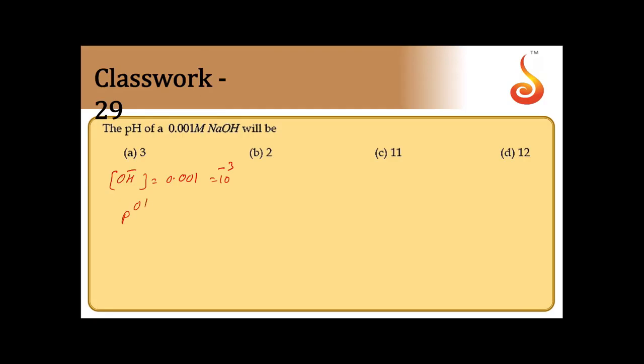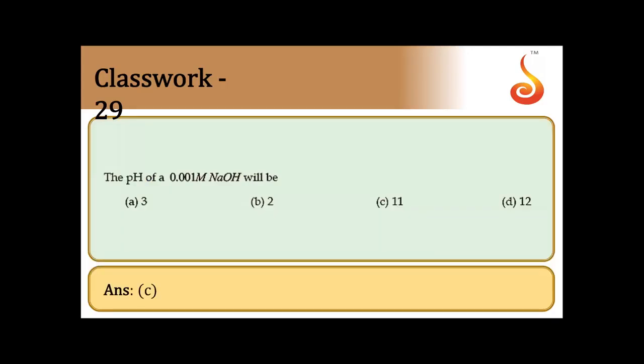So from this we can find out POH. So POH will be equal to 3. And now pH will be equal to 14 minus 3, which is equal to 11 we have. So pH is 11. Option C is the answer. So from NaOH concentration we can find out OH minus ion. From there POH and then pH we can find out. Answer is 11.